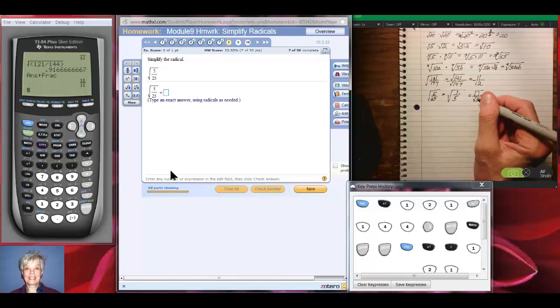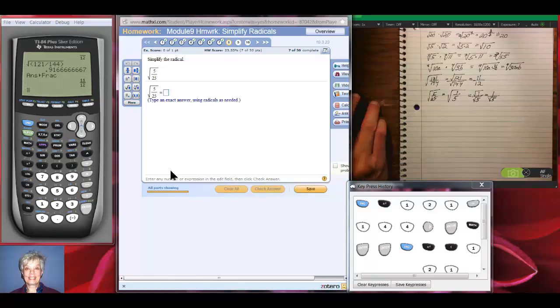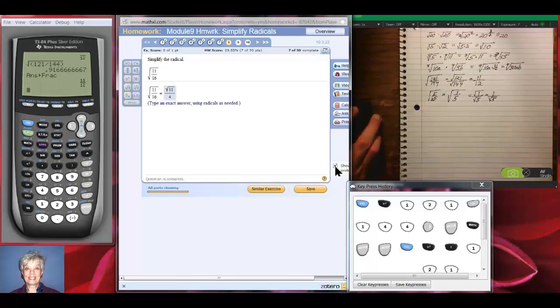The square root of 5 is not a rational number. But the square root of 1 is, the square root of 1 is 1, so we'll have 1 over the square root of 5. Now, at the end of the semester, you won't be allowed to leave your answer like that, but this is not the end of the semester. So, I am going to answer this the way I think they would want it answered. In fact, I'm going to cheat and click right here.